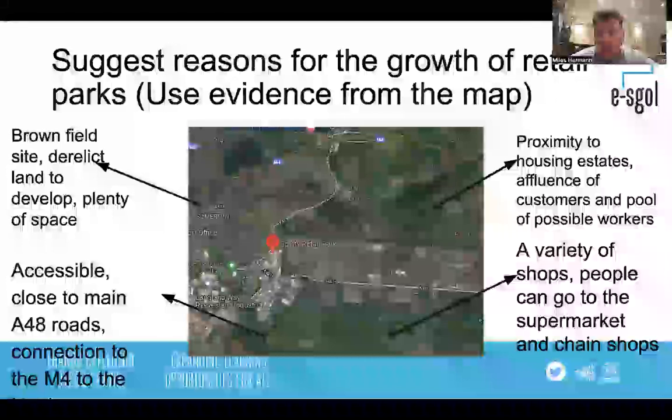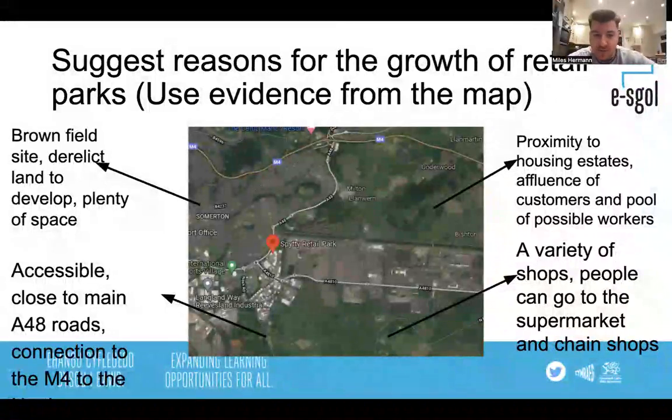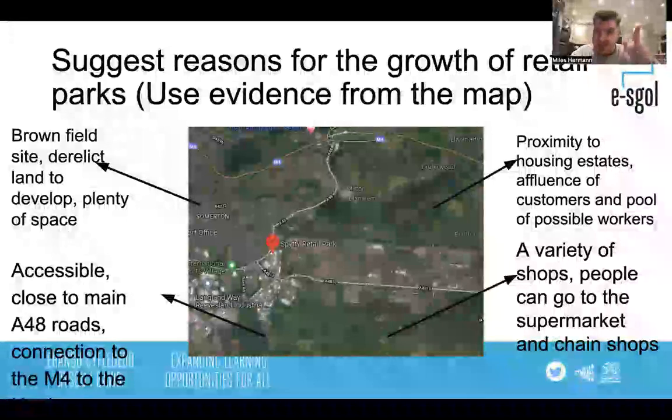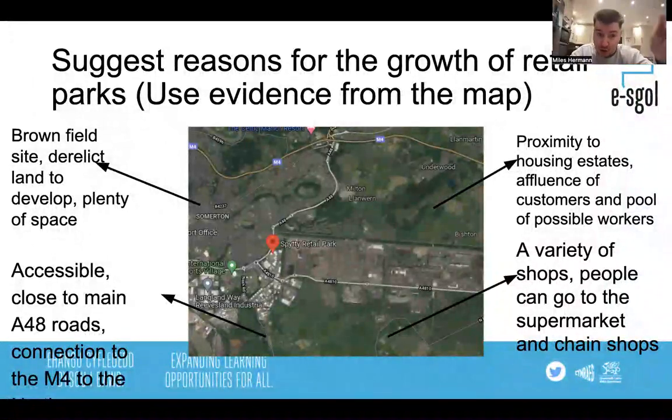So, for example, you could get a question like this: suggest reasons for the growth of retail parks, using evidence from the map. You could get something like this, maybe obviously a better map than this. This is just an example that I've used, and there are things that you could talk about. So that's assessment objective 2.